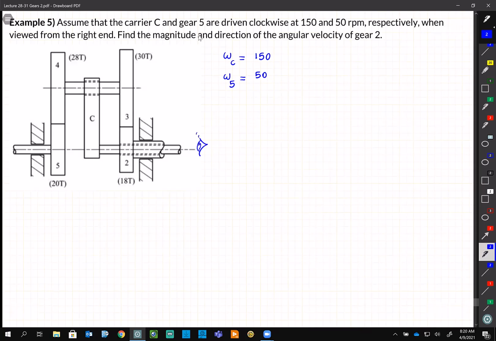And I can make an assumption here. Let's be consistent with the past. Since it is clockwise, we can have a negative sign here because they are clockwise, right? CW, CW. So that's the information we have. And we stick with this notation that clockwise means negative. So we want to find out omega 2 and its direction. Is it positive or negative?